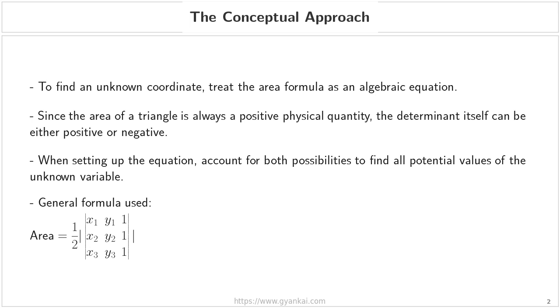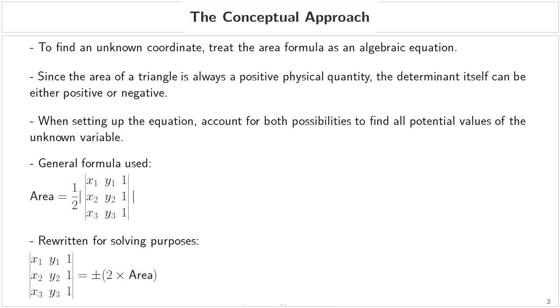The area equals 1/2 of the absolute value of a 3×3 determinant, where the first column contains our x-coordinates, the second column contains our y-coordinates, and the third column is filled with ones. To make our lives easier when solving, we can rewrite this formula for solving purposes. If we multiply both sides by 2 to get rid of that fraction, we get a much more practical version. The determinant is equal to plus or minus the quantity of 2 times the area. This version is what we will use in our step-by-step procedure in the next slide to set up our equations.